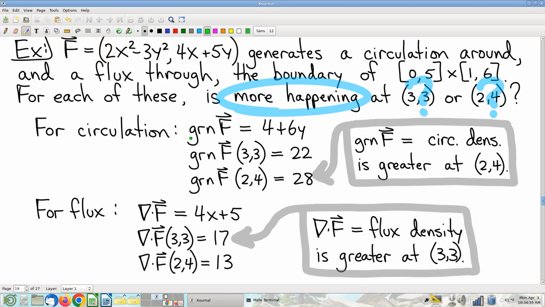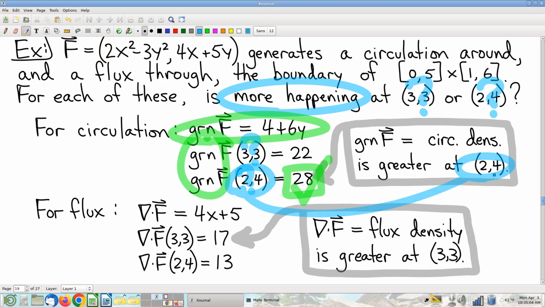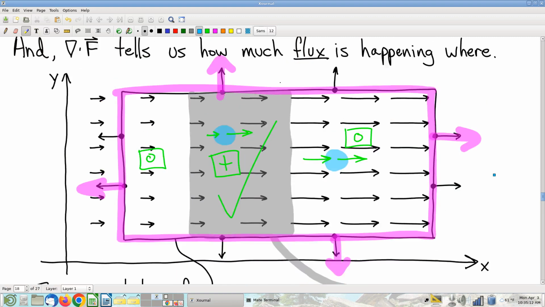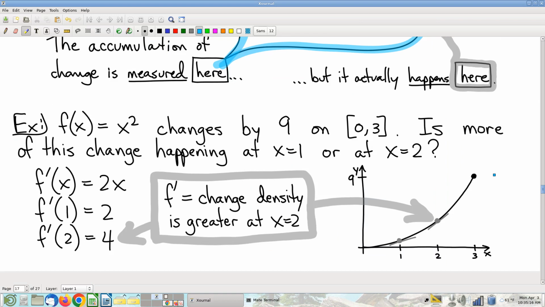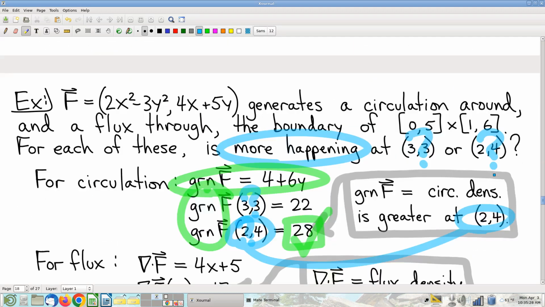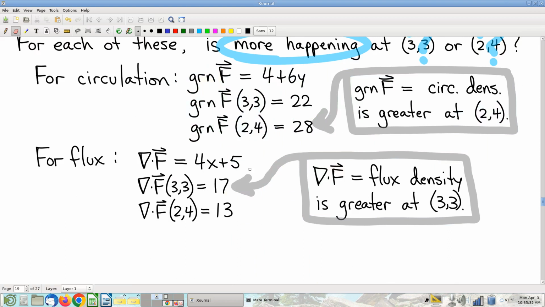Well, you can just do it with the corresponding densities. There's your circulation density, aka Green's operator. Is that bigger at 3,3 or at 2,4? Well, easy to tell. Just compute it, and that's where it's bigger. And so there is more circulation happening at this point, 2,4, than there is at the point 3,3. Is everybody with me? It's playing exactly the same role that the derivative played in this example. It is literally the corresponding density, so it's telling you where this accumulating quantity is happening the most.